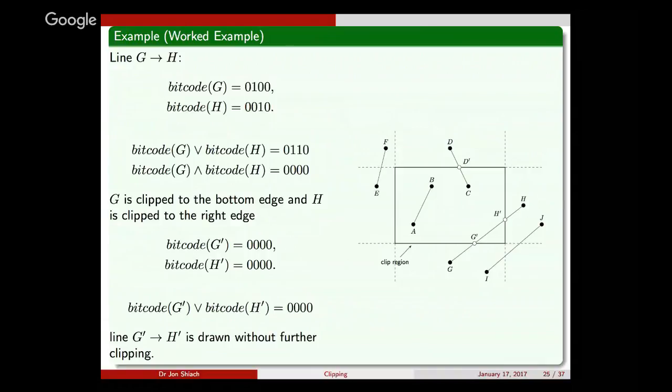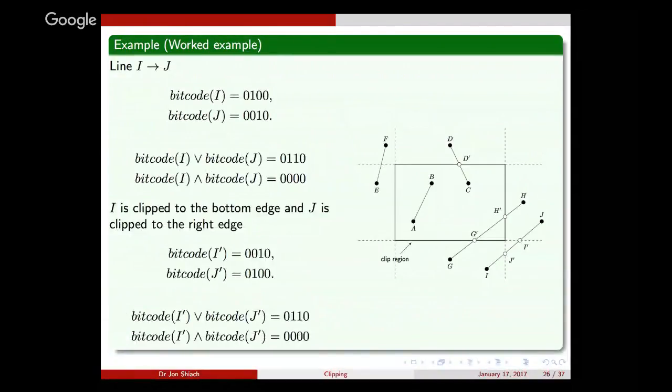Okay, last one. I through to J. Now, by visual inspection, I to J never enters our clip region. But let's have a look at what the algorithm says. Okay, calculate the bit codes. I or J is non-zero, so we can't draw it. I and J is zeros, so we have to clip. Okay. I is clipped to the bottom edge because there's a 1 in the second bit location. J is clipped to the right edge.